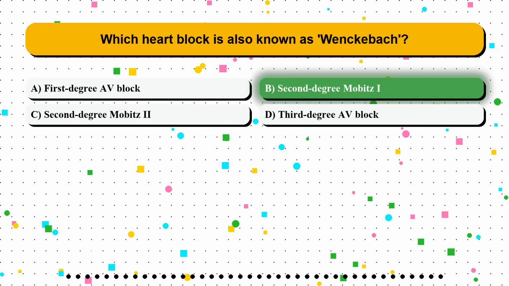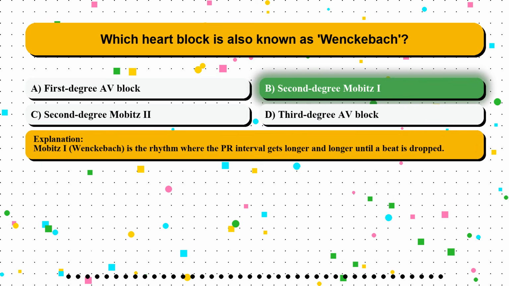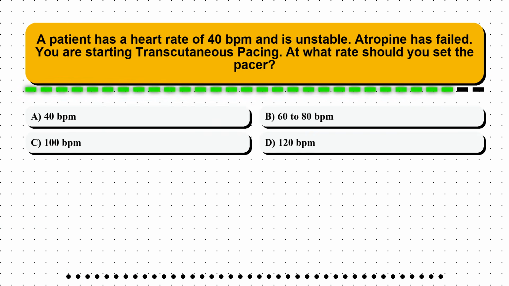The correct answer is option B. Second-degree Mobitz I. Mobitz I, Wenckebach, is the rhythm where the PR interval gets longer and longer until a beat is dropped.